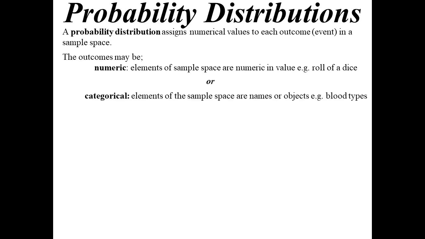So those outcomes might be numeric. So the roll of a dice, for example, your elements, you could have a 1, a 2, a 3, a 4, a 5 or a 6. Or they might be categorical. Example I've put there are blood types. So A plus, B minus.